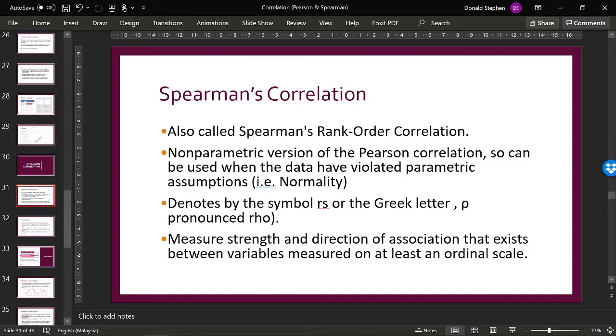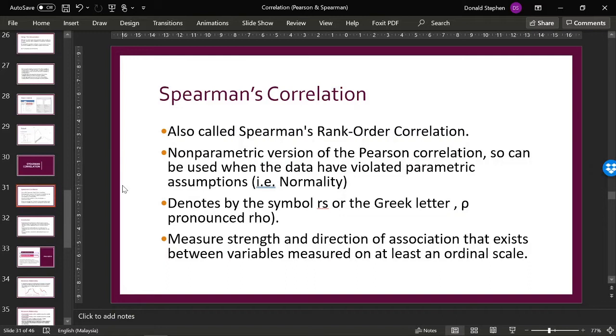Spearman's correlation is also called Spearman's rank order correlation, or just Spearman for short. This is the non-parametric version of Pearson correlation. In a way, it's very similar to Pearson, but with fewer assumptions. Pearson correlation requires normally distributed data, but for Spearman correlation you don't need normality. So when your data violate these assumptions, you can consider using a Spearman correlation.